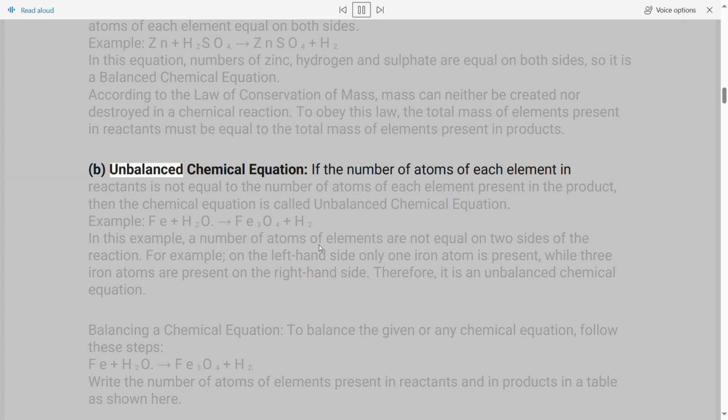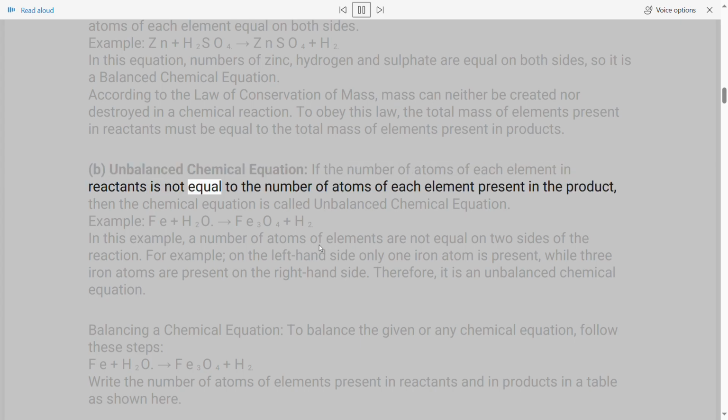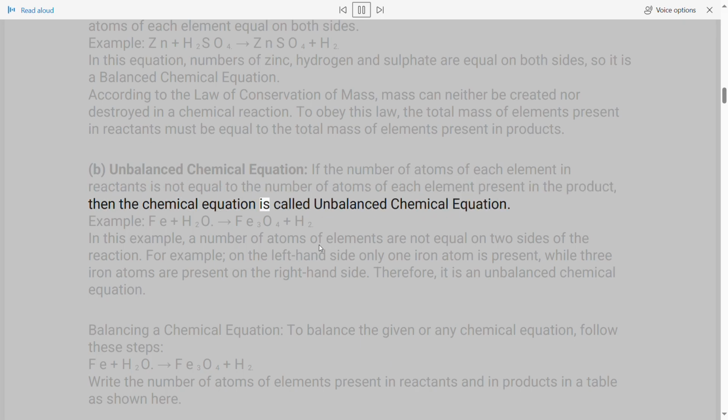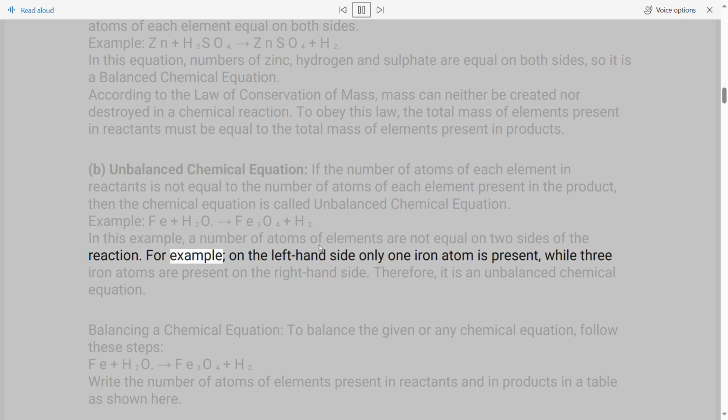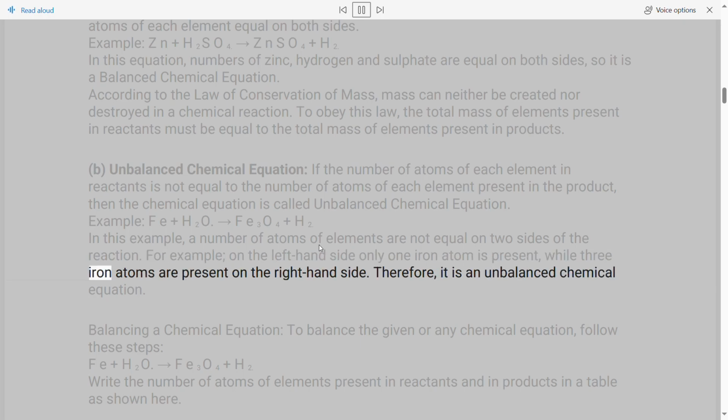B. Unbalanced chemical equation. If the number of atoms of each element in reactants is not equal to the number of atoms of each element present in the product, then the chemical equation is called an unbalanced chemical equation. Example: Fe + H2O → Fe3O4 + H2. In this example, the number of atoms of elements are not equal on two sides of the reaction. For example, on the left-hand side only one iron atom is present, while 3 iron atoms are present on the right-hand side. Therefore, it is an unbalanced chemical equation.